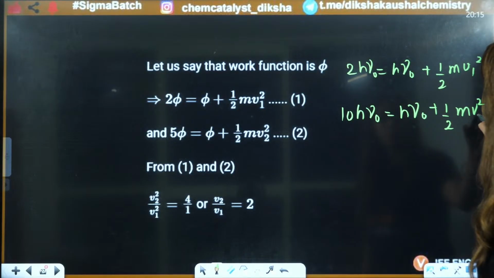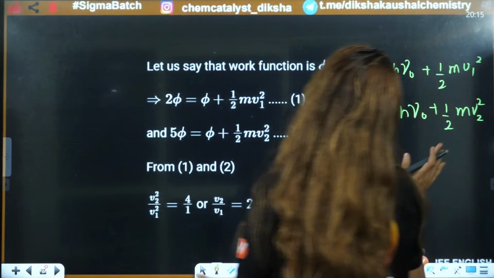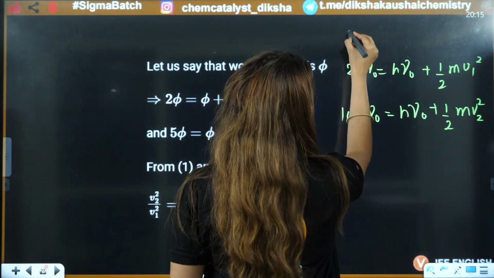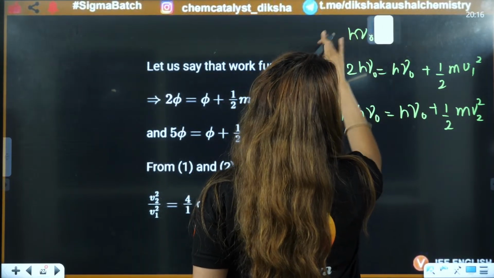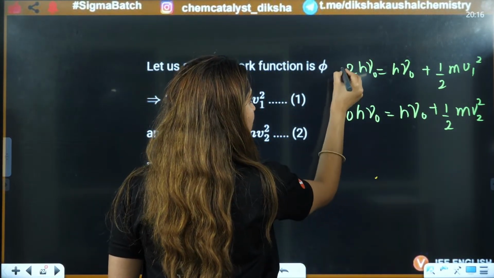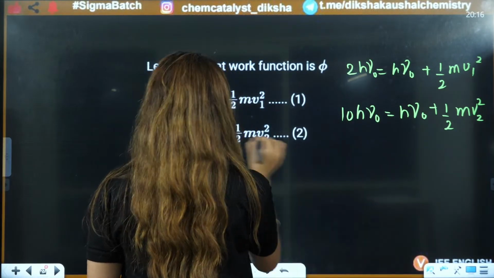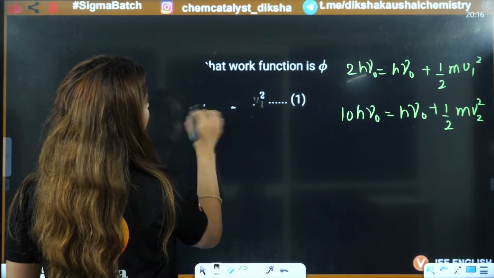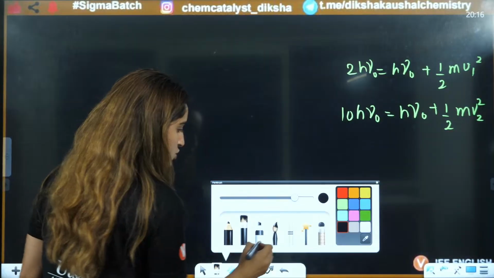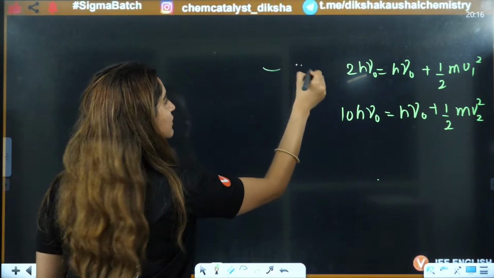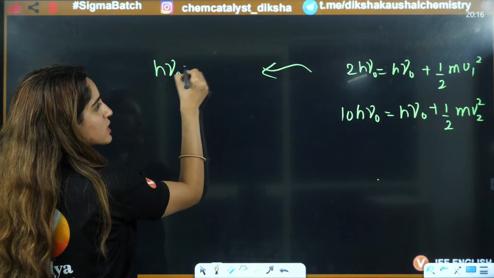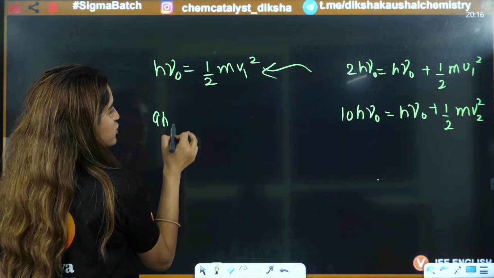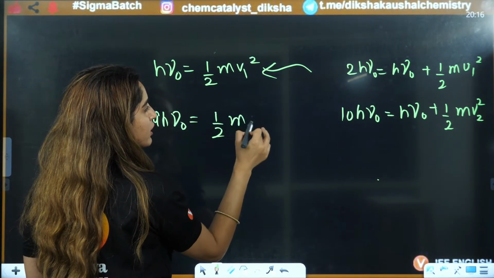Now they are asking you to find the relation of V1 and V2. You have h, you have mu naught, and you can easily solve these two values here. If you solve this, you will get h mu naught is equal to half m V1 square. And this will be 9 h mu naught is equal to half m V2 square.